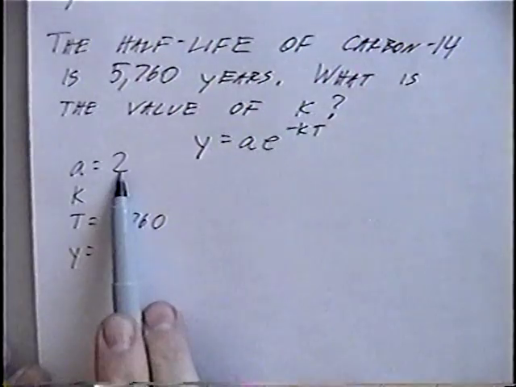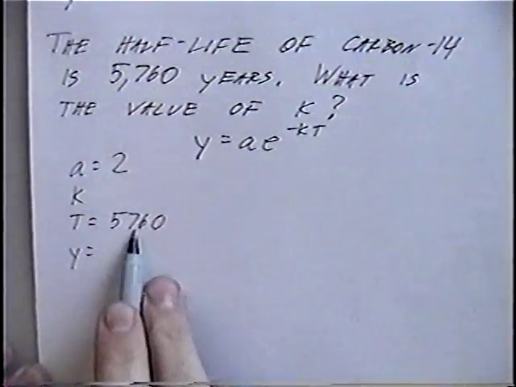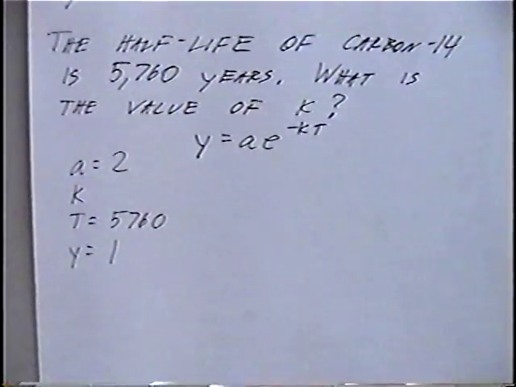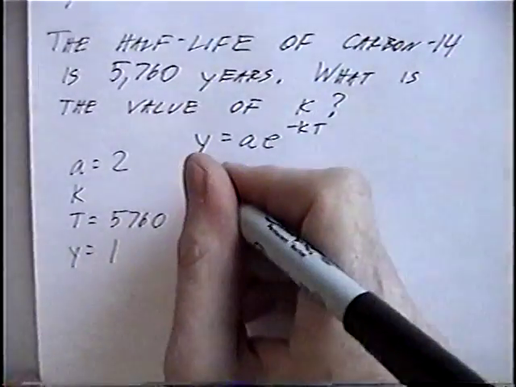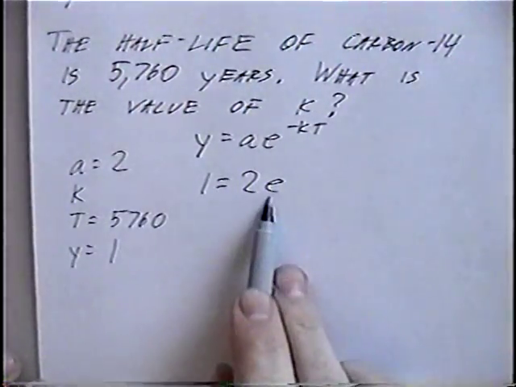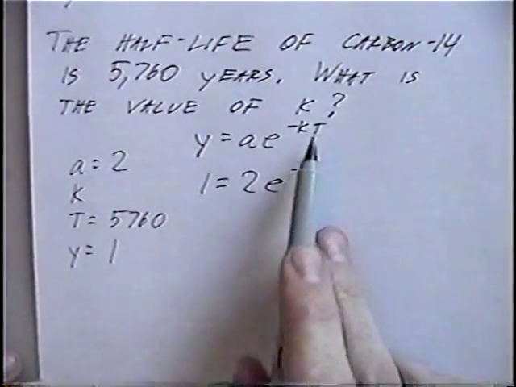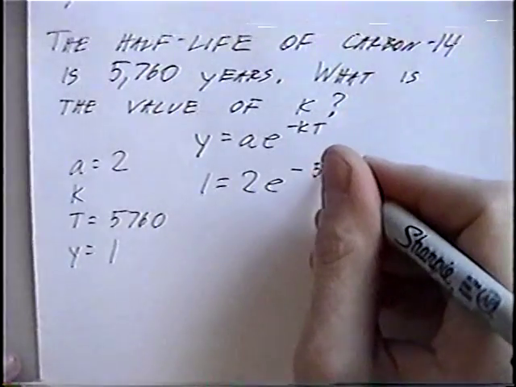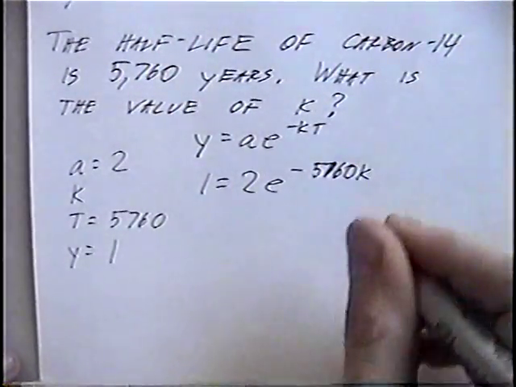If we started with 2, half-life, again, half of it disappears after 5,760 years, so half of 2 would be 1. Plugging these three numbers in, we can solve for k. Y is equal to 1, a is equal to 2, e again is a constant from natural logs. We have negative k times t. T is 5,760. And k again is what we'll be solving for, the constant.